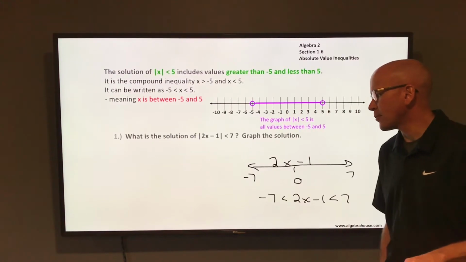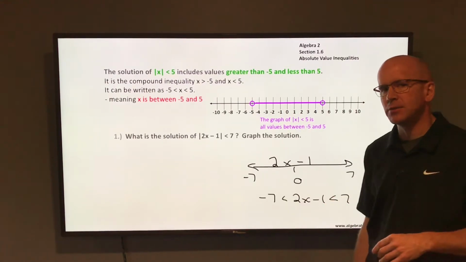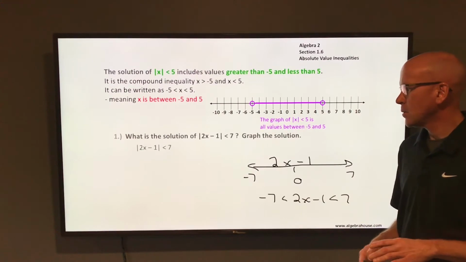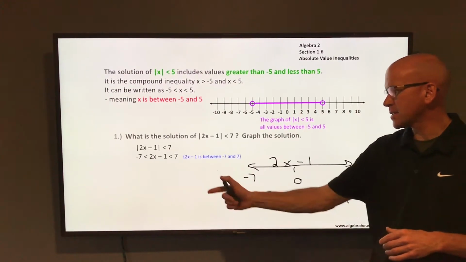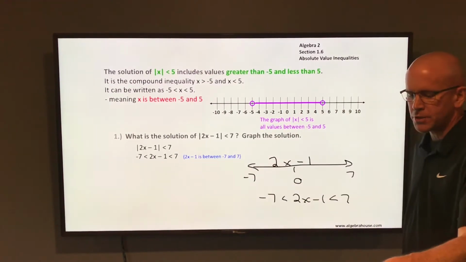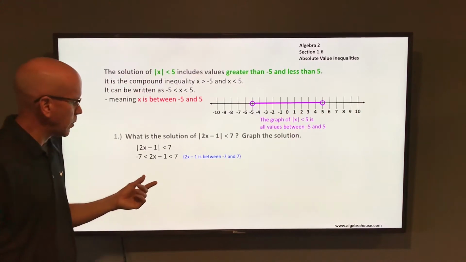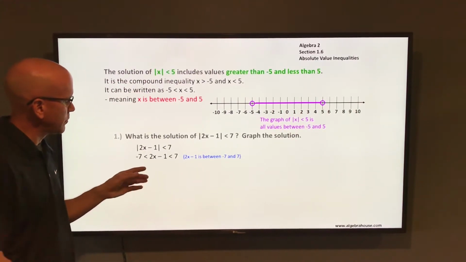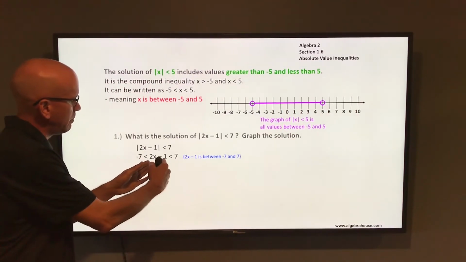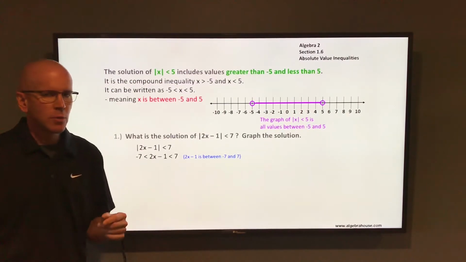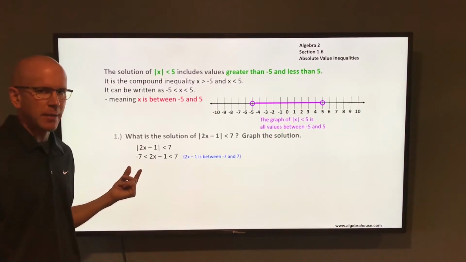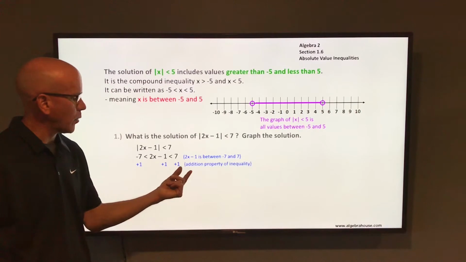So to solve this for x, that's the inequality that you're going to start with. I'm going to say that negative 7 is less than 2x minus 1, which is less than 7. And then all you have left to do is to solve that inequality for x. To get the x by itself, you remember you have three areas. You have a left, a middle, and a right. So add 1 to those three areas. Add 1 to the left, the middle, and the right.